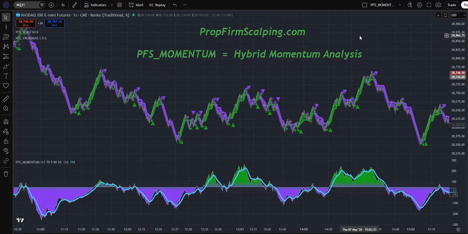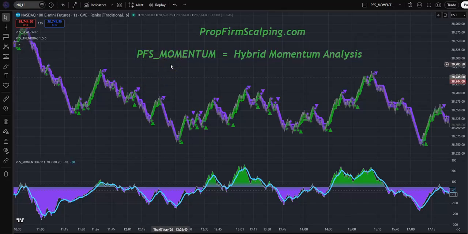propfirmscalping.com, tools I built for a group that's been on TradingView for quite a while, and now they've incorporated Claude AI to the platform. Now I'm learning all that process too and working with it, and it's been very eye-opening. So let's talk about the PFS for prop firm scalping.